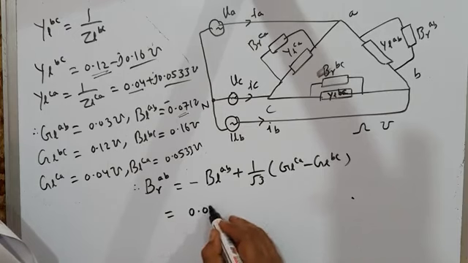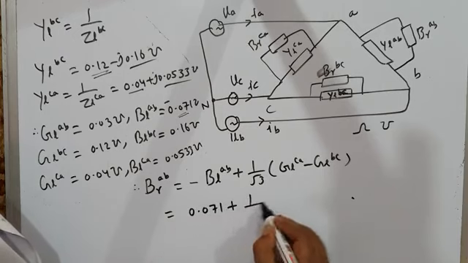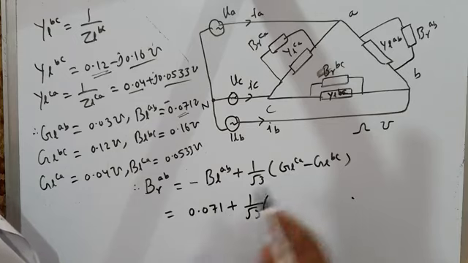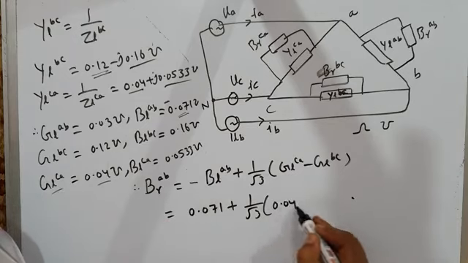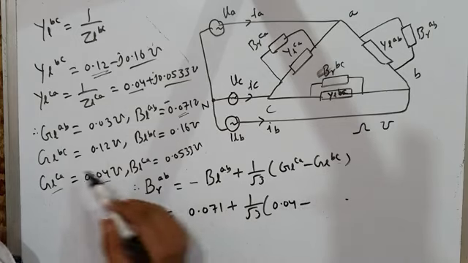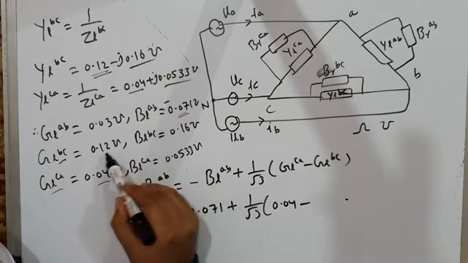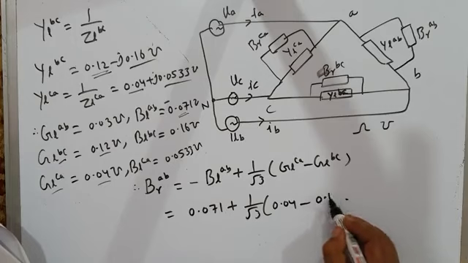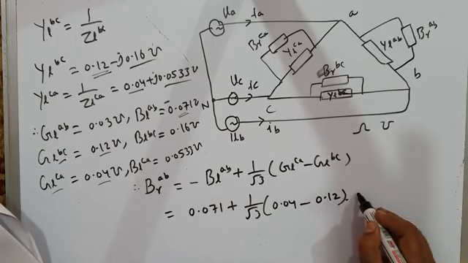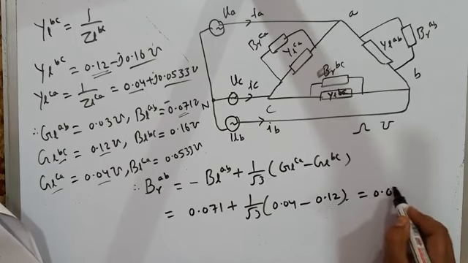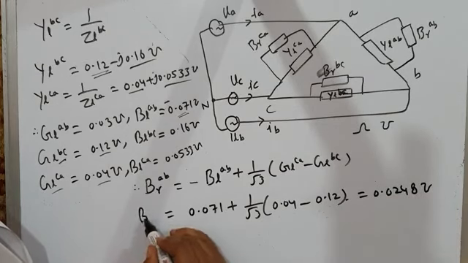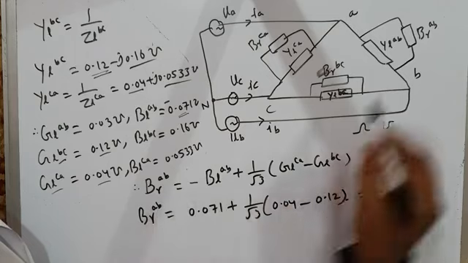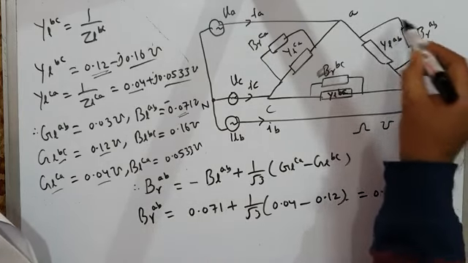It is minus 0.071. Minus into minus will become plus. So it will be 0.071 plus 1 by root 3 times conductance of CA branch. This is CA branch. Its conductance is 0.04 minus conductance of BC branch. This is the conductance of BC branch. So if you calculate it, it comes out to be 0.0248 mho. So this is the susceptance of branch AB, compensator branch AB.